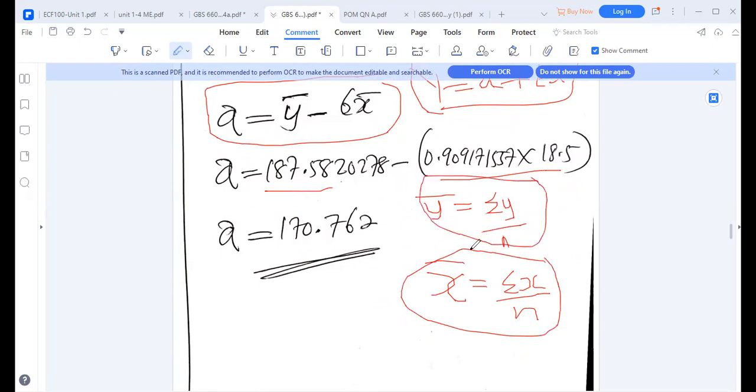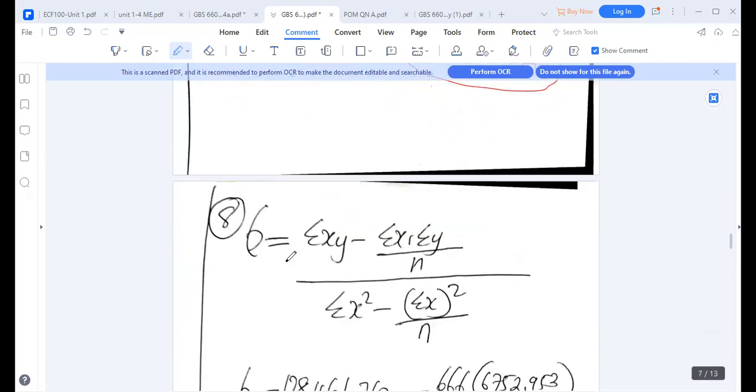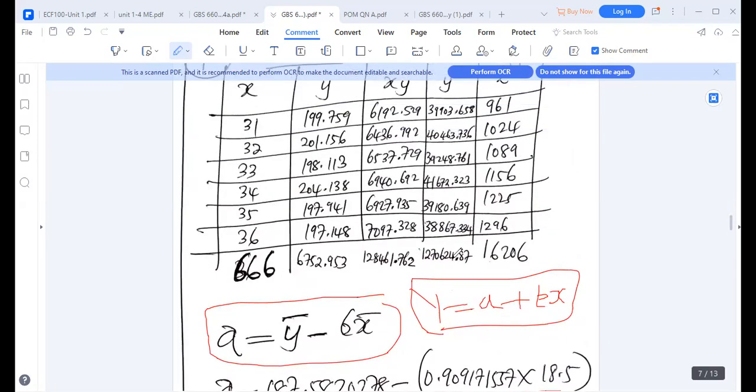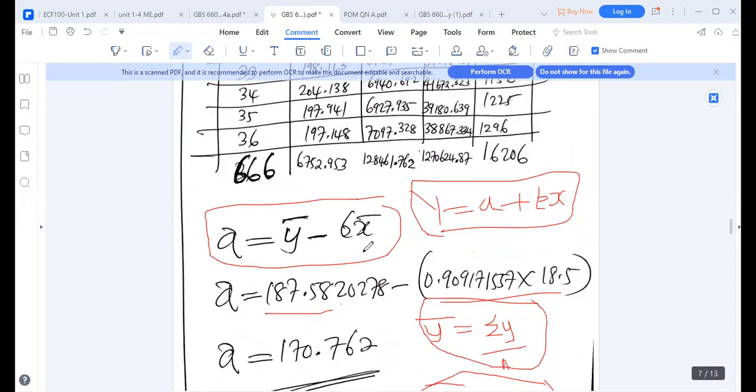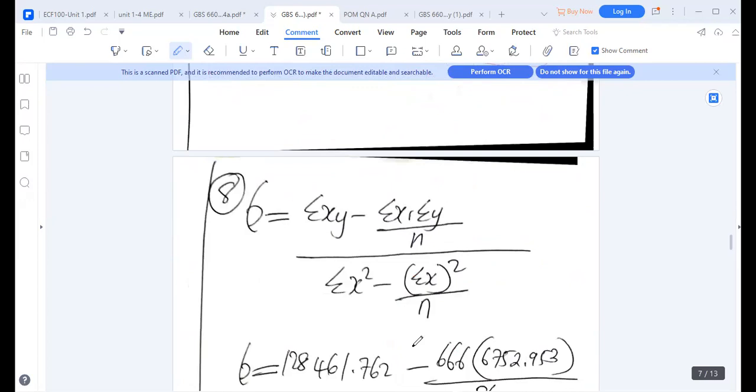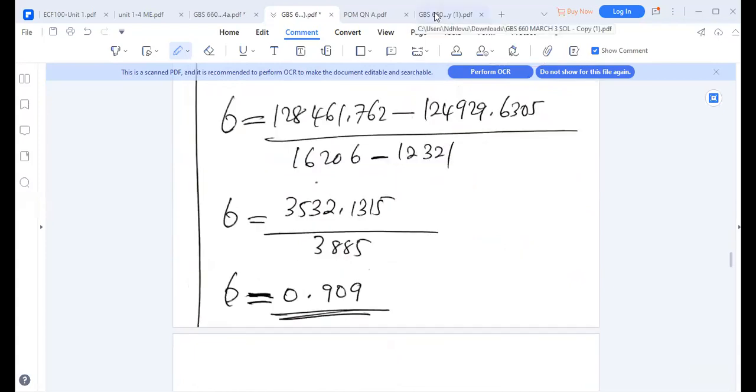From here, we find the beta, which is the slope, by using this formula, substituting the figures from the table here, or even if you enter the data in the calculator, you can just retrieve the values. Substituting here, we are getting our beta as 0.909. So this is the beta value. After getting that, you can now find the alpha.